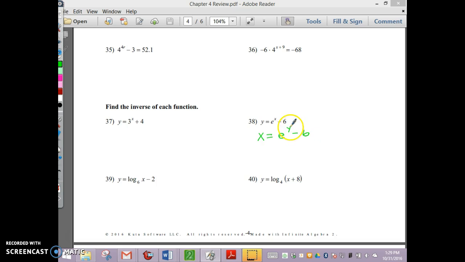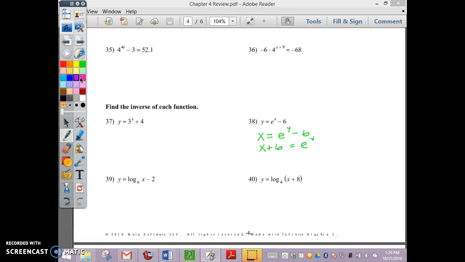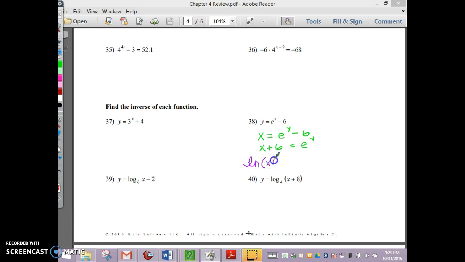Solve for y. So I'm going to add 6 to both sides. Now to get rid of an exponential with a base of e, we have to natural log both sides. Look how I'm doing the parentheses. Natural log and e cancel out. So my inverse is the natural log of x plus 6. Whew, still got a minute. Okay, I'll do another one.